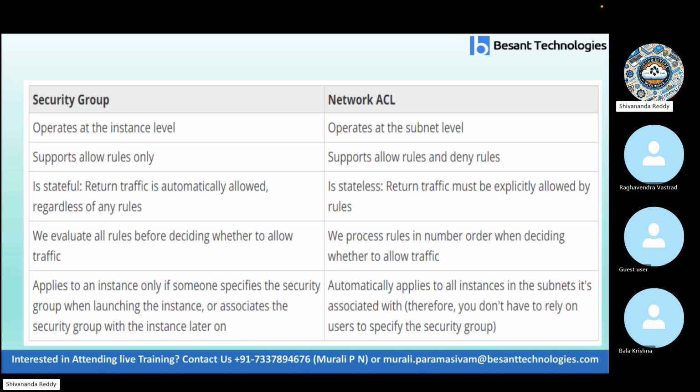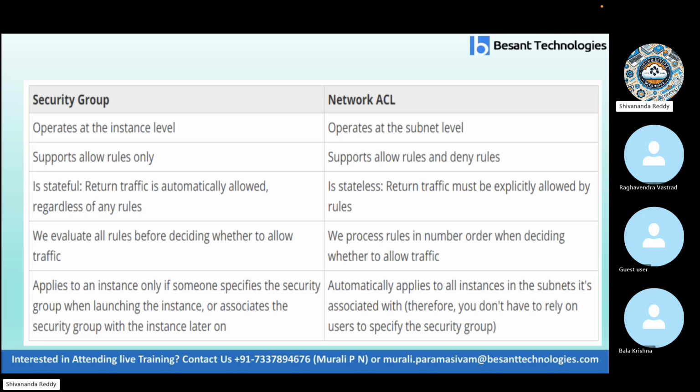Then security group is stateful. Network ACL is stateless. What is the meaning of stateful and stateless? Return traffic is automatically allowed regardless of any rules. But in stateless, you need to explicitly allow return rules, nothing but incoming and outgoing. Both you need to allow in network ACL. But in security group, only incoming you need to allow, outgoing is taken care of automatically.